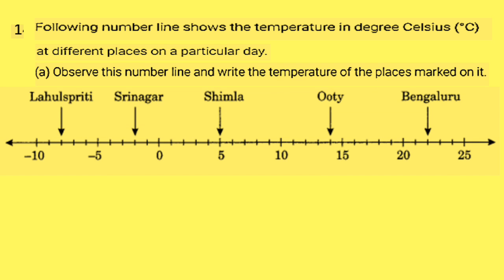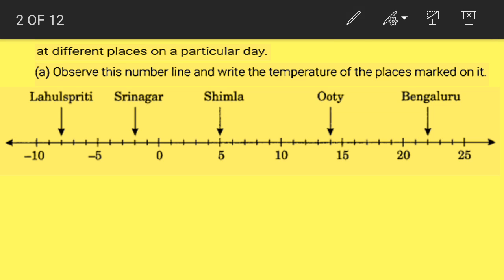They have given one number line in which some places are marked and you have to find the temperature of that marked places. So first we will find what is the temperature of Lahu Splitty. To find, first we will check where is Lahu Splitty on the number line. It is between -10 and -5. Look here, Lahu Splitty is between -10 degrees Celsius and -5 degrees Celsius.